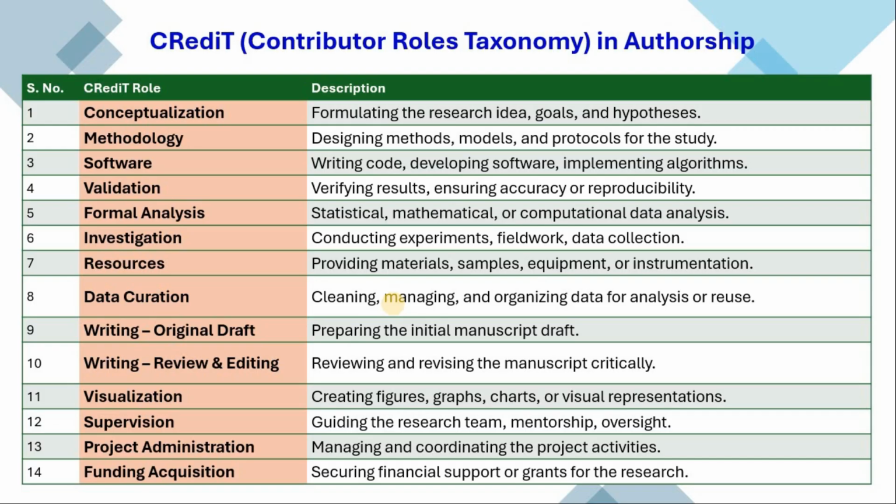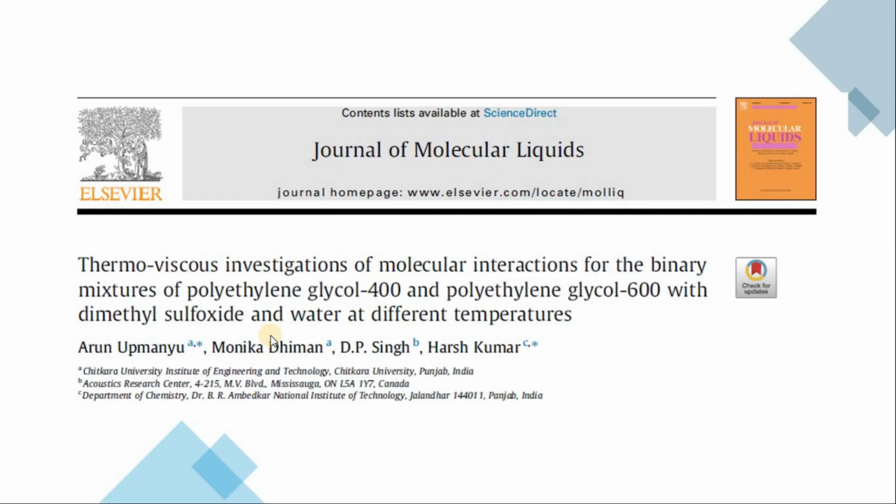Let us understand what is the meaning of the CRediT in authorship and what is its role. Basically, CRediT stands for Contributor Role Taxonomy, which is the deciding factor about the order of the authorship in a research paper. Let us quickly understand what is the meaning of the order of the authors in a research paper.